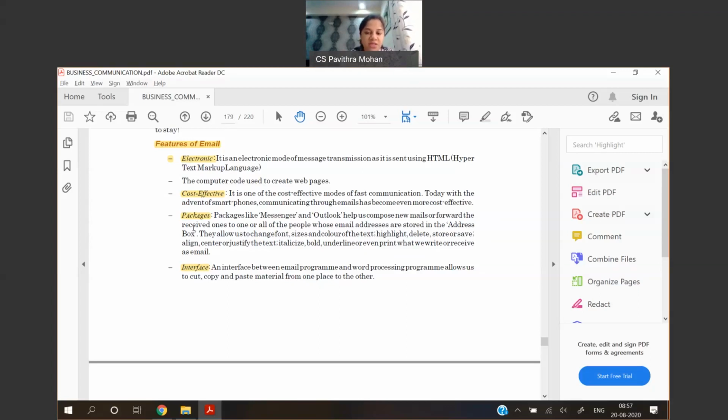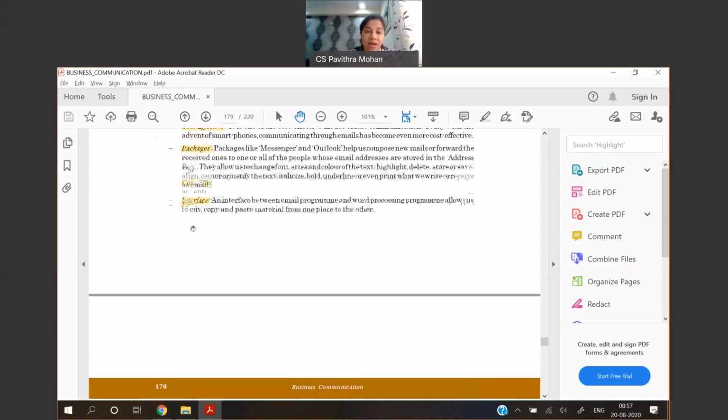Then you have interface. It becomes easier for us to transmit data with email, and if I want to extract data also, it is easier from an email. That is, cut, copy, paste material from one page to another. If I want to do it from some other place to email, it is possible. From email, if I want to paste it somewhere also, it is possible today.